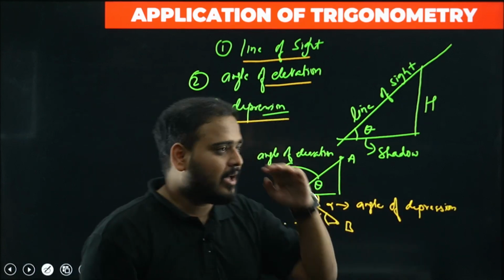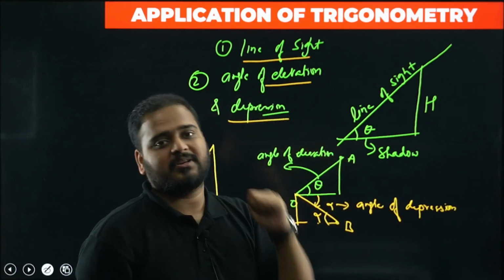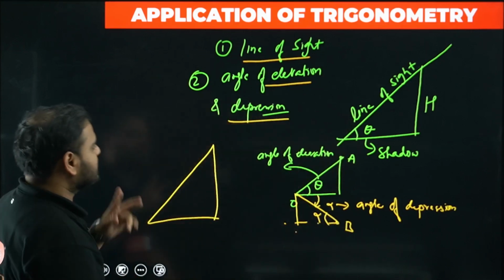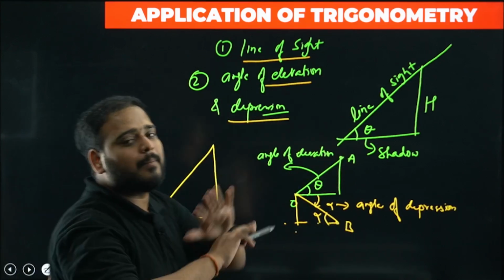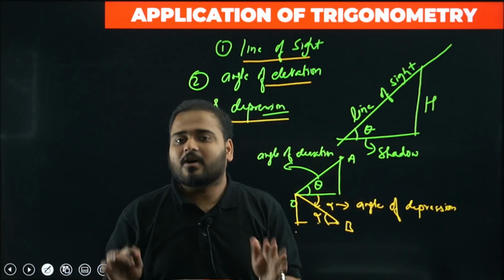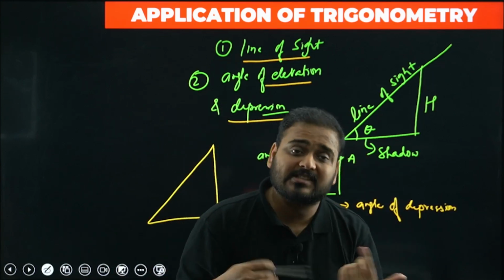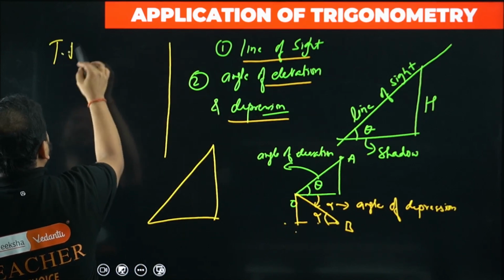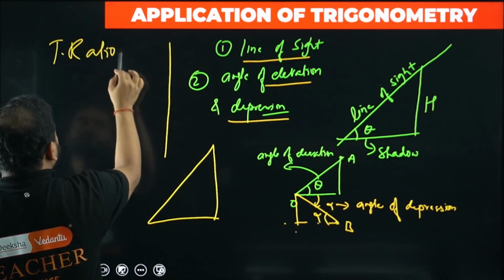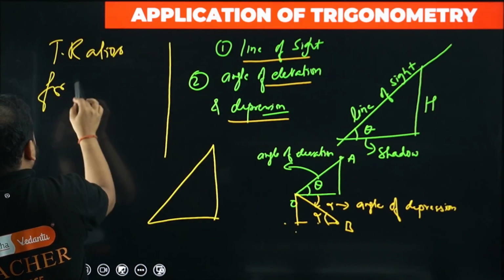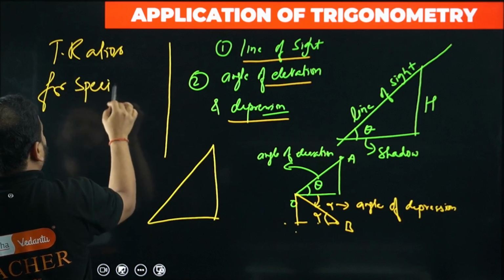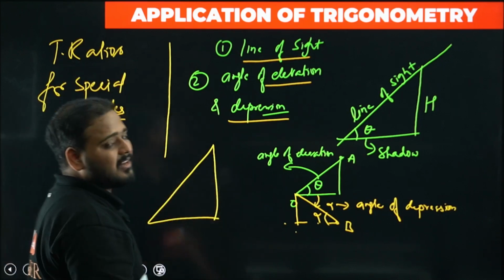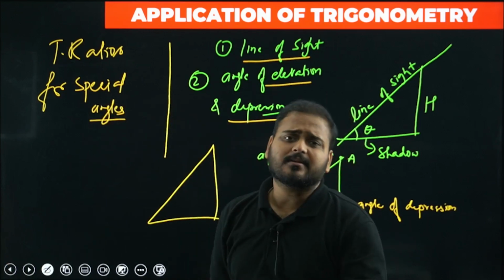What I explained right now, angle of elevation and angle of depression, like this. Clear? No problem whatsoever? Okay, sir. So once this is clear, that's all there is in the concept of application of trigonometry. The rest is trigonometric ratios for special angles. And what is the last part? Calculation. That is up to you.